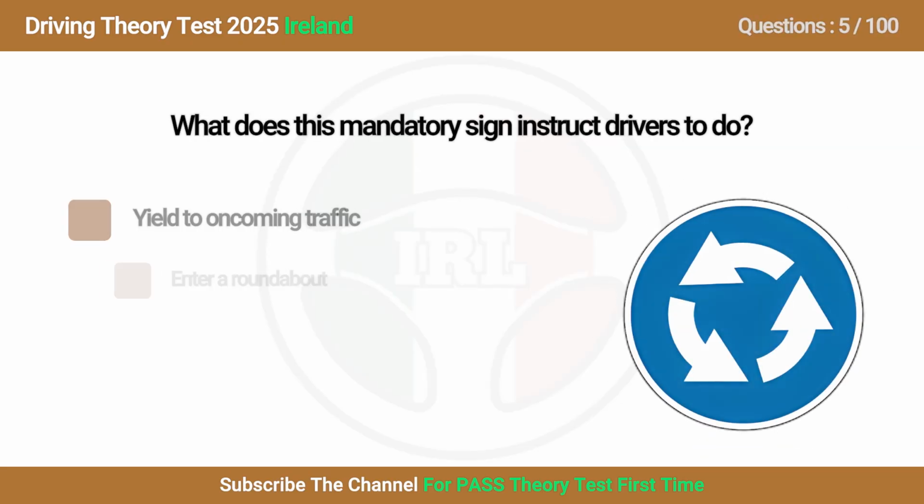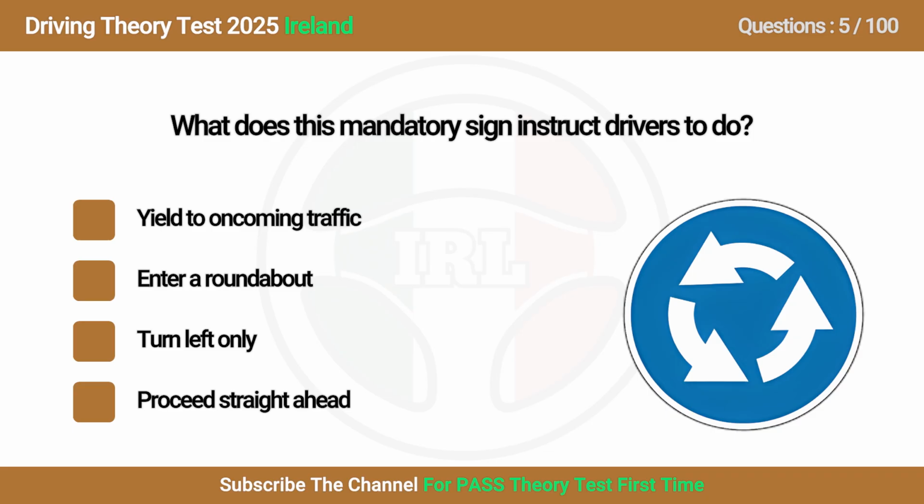Question 5. What does this mandatory sign instruct drivers to do? A. Yield to oncoming traffic. B. Enter a roundabout. C. Turn left only. D. Proceed straight ahead.